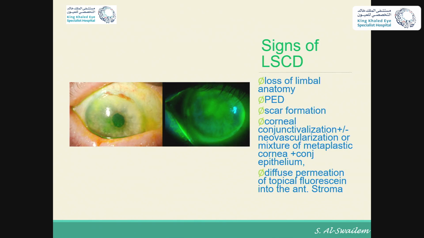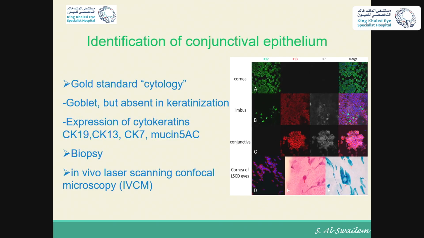Another way is that clinically, whenever you place a fluorescein and there is a diffuse permeability of the topical fluorescein, like here in this picture, okay, into the anterior stroma, this is also another sign, because this shouldn't happen. If you have an intact epithelium, the fluorescein shouldn't go through it. Okay, but when you're talking about a sick epithelium covering the cornea, because it is a conjunctiva, it's not a cornea, it will allow the fluorescein to diffuse through and to stain the stroma. So this is another sign of limbal stem cell deficiency.